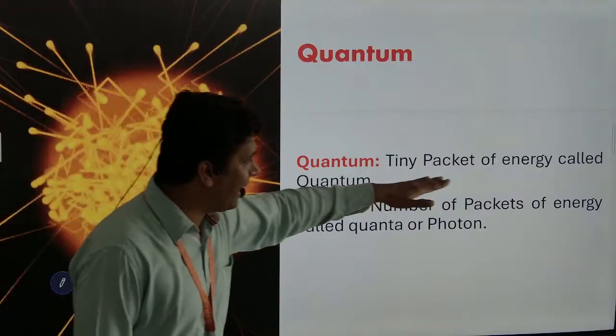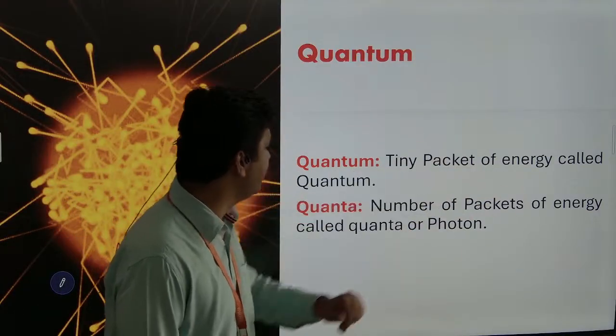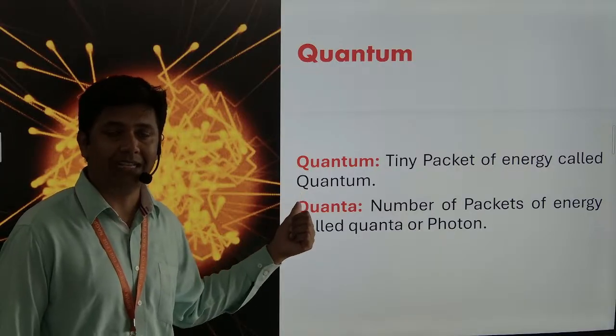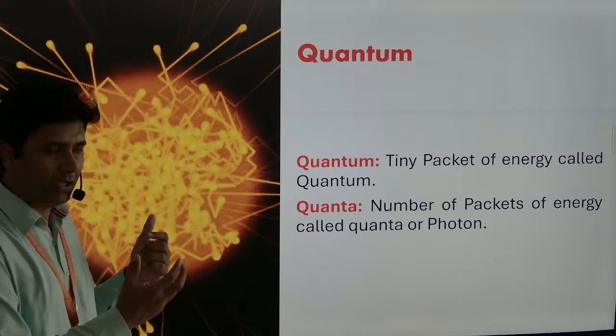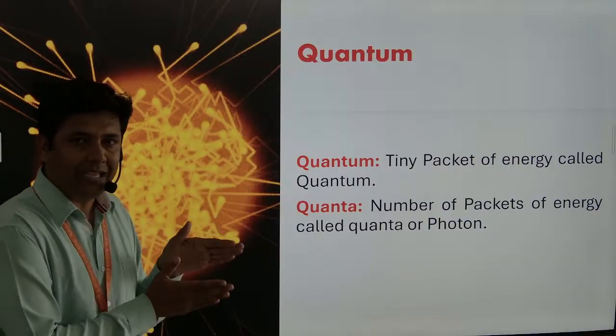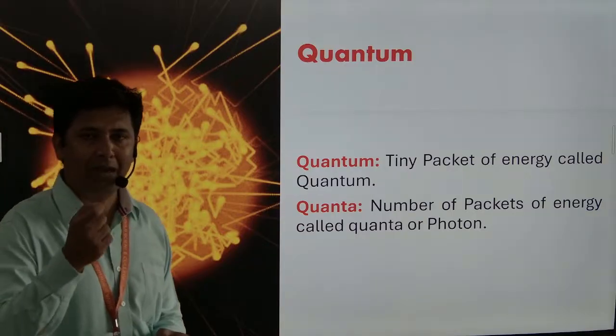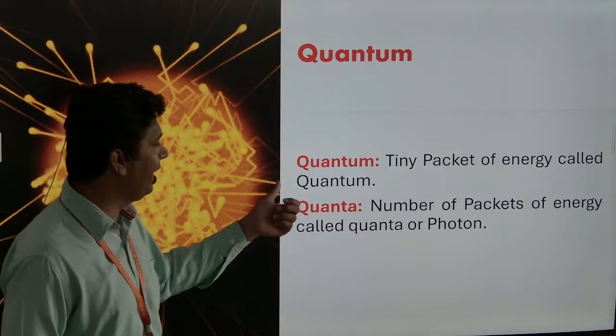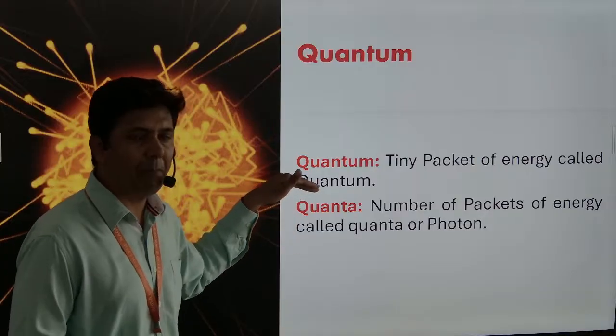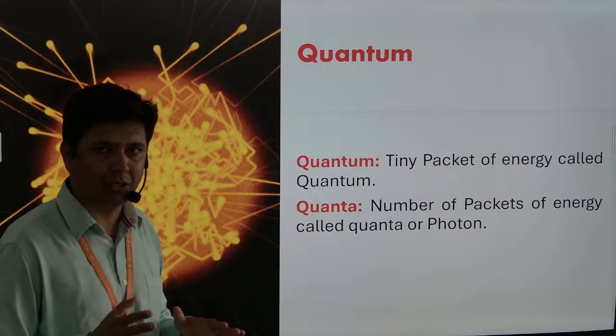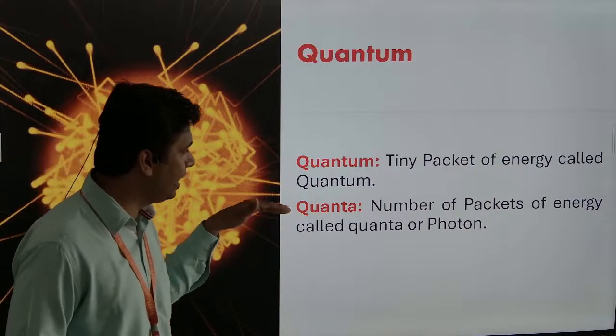And that tiny packet of energy is what he called a quantum. So when sunlight or any source of light emits light, it is emitted in the form of packets, or bundles of energy, and that one bundle or one packet of energy we call a quantum. So this is the singular, one packet of energy. And likewise, if there are a number of packets or bundles of energy, we call it quanta. So quanta is nothing but the number of packets of energy.